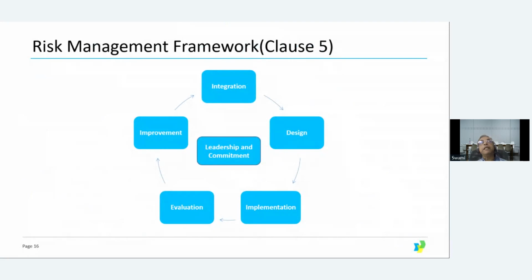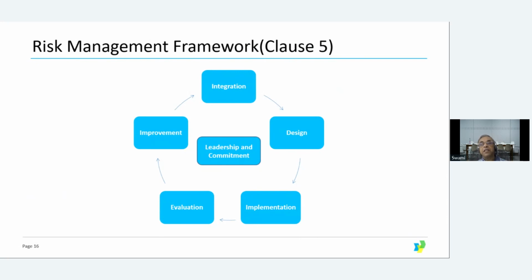That means it should be happening across all the organization, and there has to be a design process that needs to be followed. Also, we have to implement it, evaluate the implemented process and make improvements. As we all know, ISO works on plan, do, check, act. Whatever we are trying to do, integration and design happen at the plan stage, implementation is the do phase, evaluation is the check phase, and improvement is the act phase. So in that way, this entire framework needs to be framed and addressed to all the stakeholders in the organization.